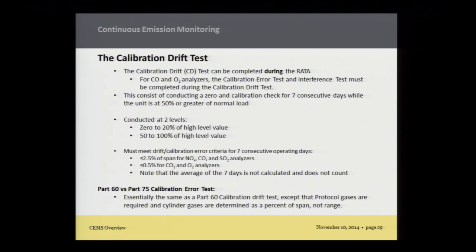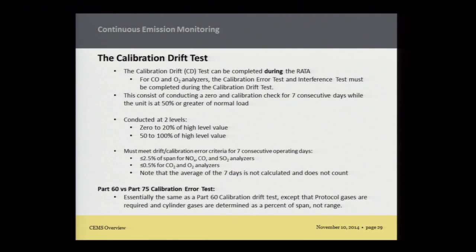You must meet the drift calibration error criteria for 7 consecutive operating days, plus or minus 2.5% of the span for NOx, CO, and SO2, and then it's 0.5% for CO2 and O2, and the average of the 7 days is not calculated and does not count. You must meet it every day for 7 days. Yep, because a lot of times if you averaged it, you would meet it.